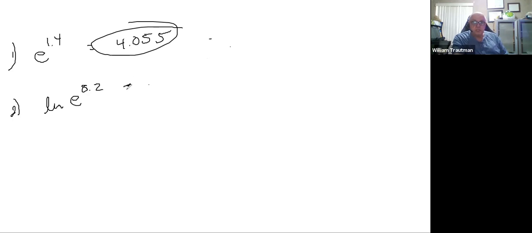So try this one, and when you hit enter, oh, I got an error. Something's not right. ln second E to the 8.2. Oh, I put the parentheses in wrong. The parentheses can't be in the power. It has to come down. And you should get 8.2 when you do that.